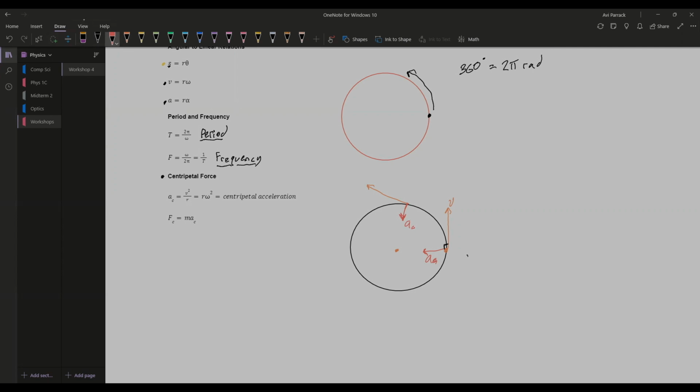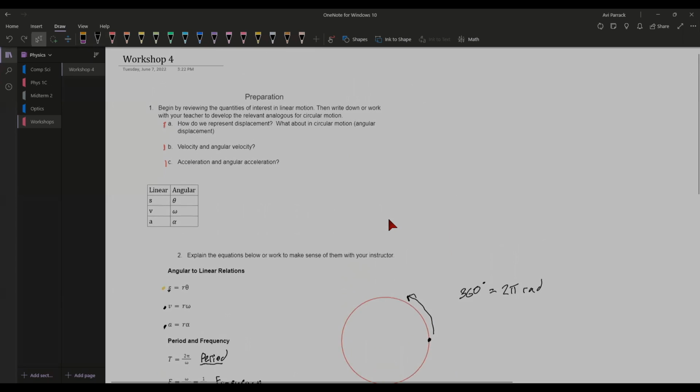Okay, so those are different things. We have centripetal acceleration, a_c. It's v squared over r, or alternatively and equivalently, r times omega squared. You can go back to see how these are the same. And then you guys remember F equals ma. So if we want to calculate the centripetal force for a given centripetal acceleration, we multiply that centripetal acceleration by the mass. Okay, so these are the tools.